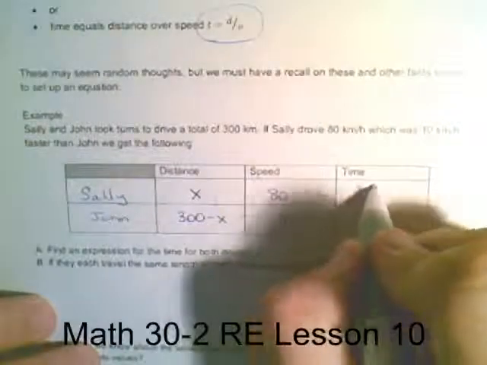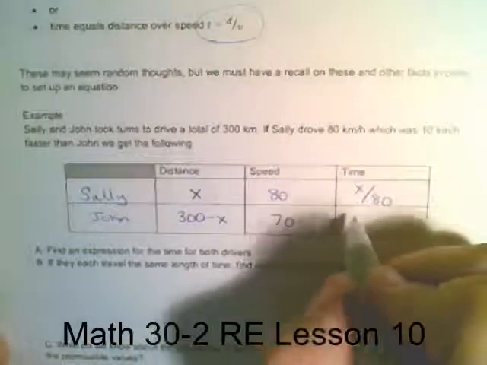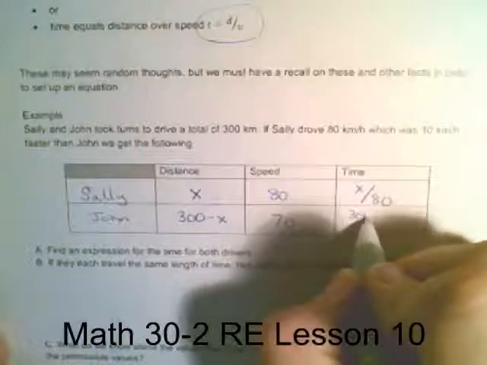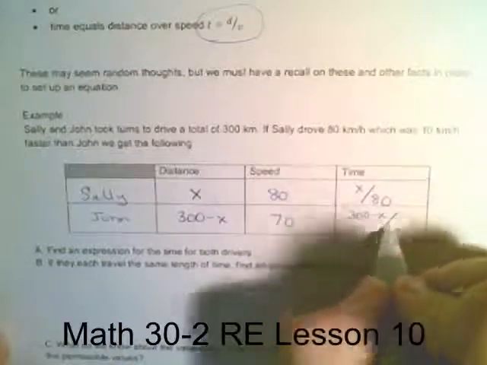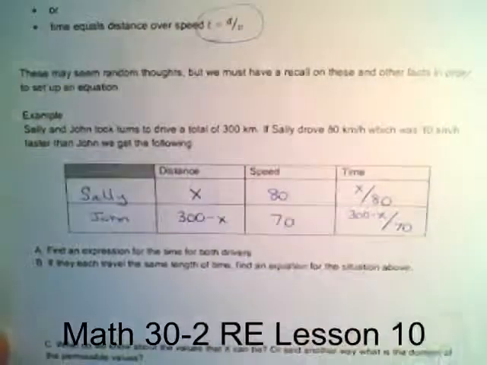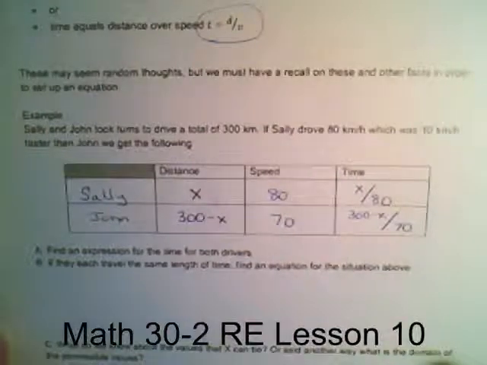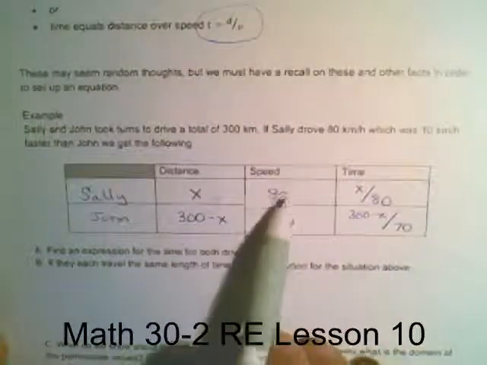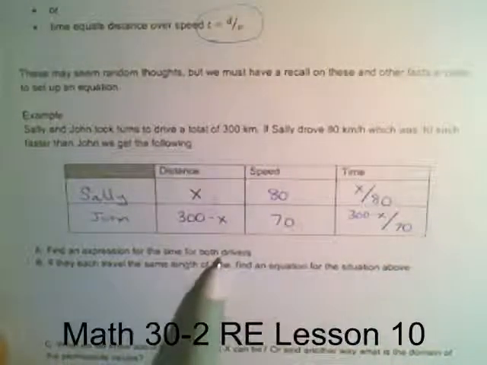Now using what I remember from here, and I'm deliberately circling it, time is distance over speed. Okay, here the time is the distance, x, over the speed, 80. And here this one is the distance, 300 minus x, over the speed, 70. Okay, so I've got my distance, my speed, my time. Find an expression for the time of both drivers.